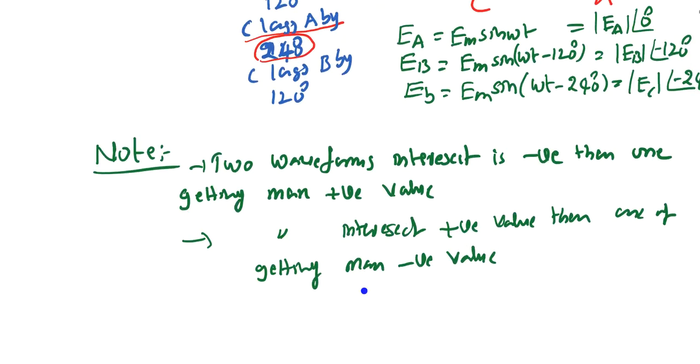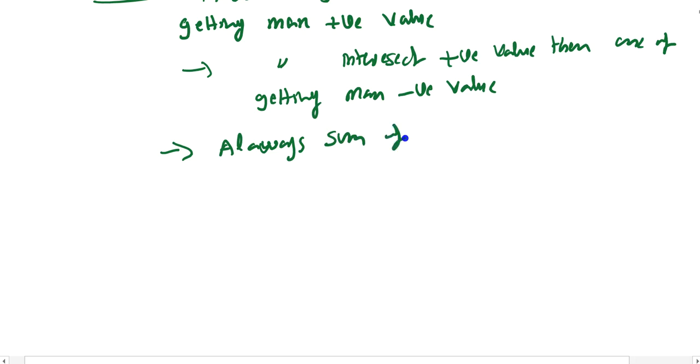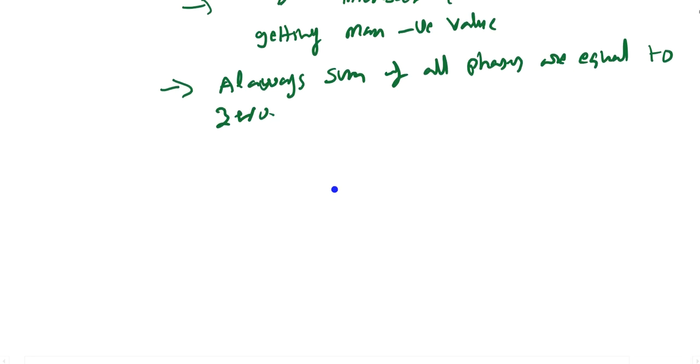So that is the point you need to understand. And you can say it means that always the sum of all the phases is equal to 0. So this is one of the properties you can talk about, if it is a balanced system.